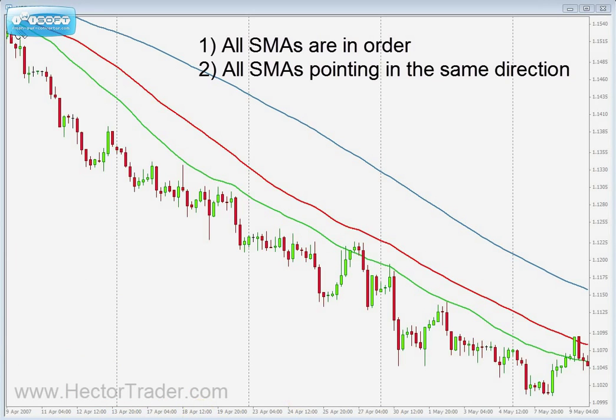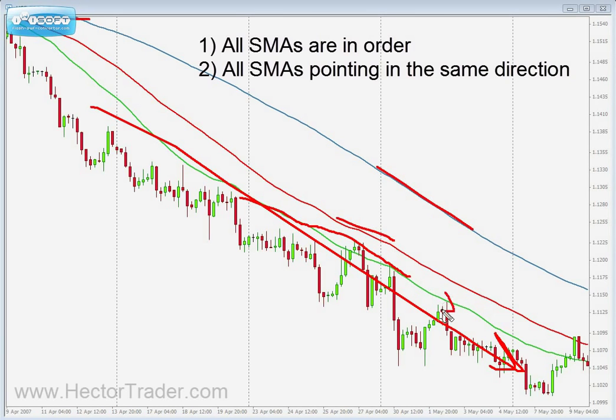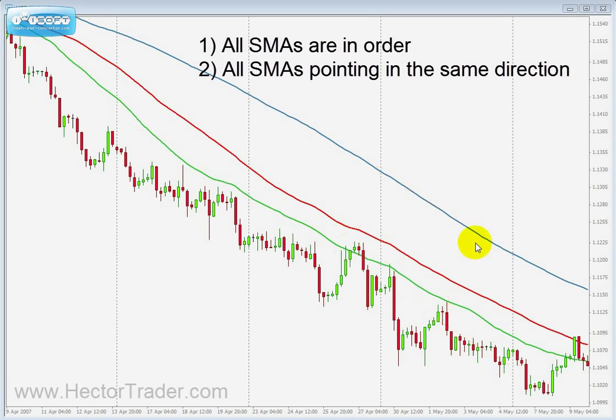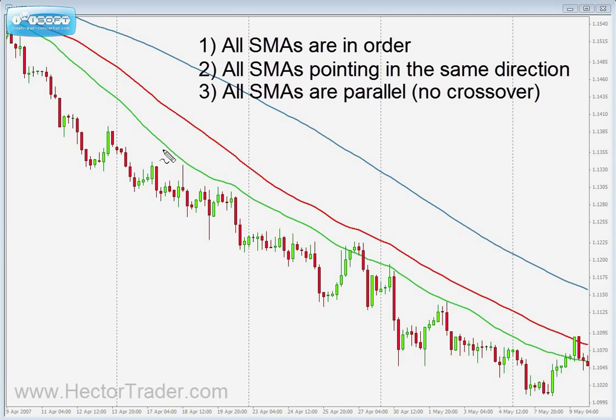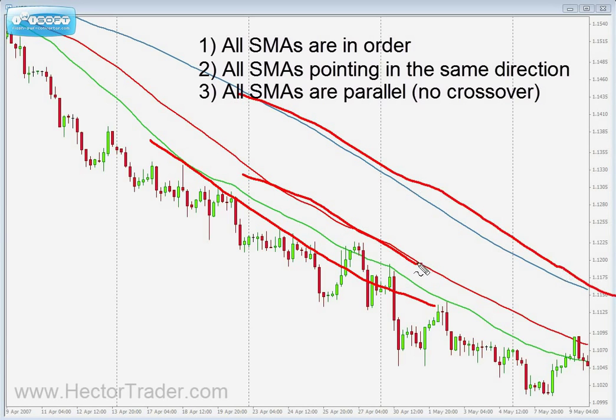All the way along on this USD against the Canadian dollar 4 hours chart, we can see that the moving averages have been in order and always pointing in the same direction, okay, so those two conditions are certainly in place. The third condition is that all the three moving averages are parallel to each other, or if you prefer, that there are no crossovers, okay? And once again, as we can see, there are no crossovers whatsoever on the screen, all right?